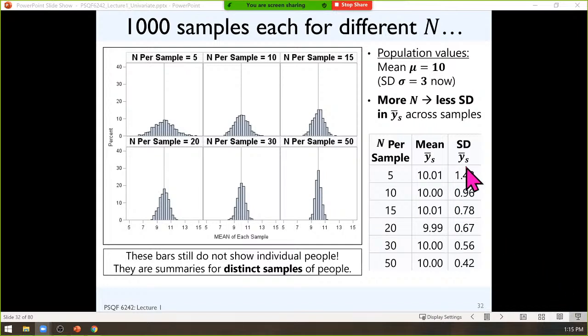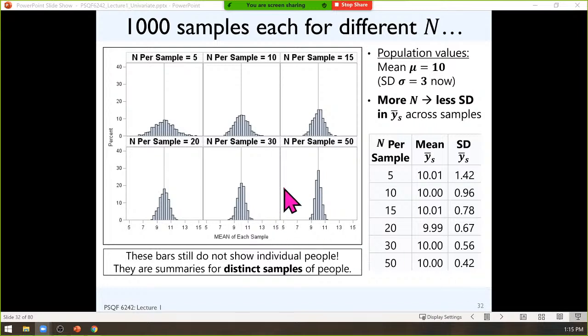And the measure of offness, so in this table here, we have the mean of the means in the first column. So all of the sample means are closing in on 10 like they're supposed to be. The question is, how good is any one sample's mean going to be as an approximation? If I only have 5 people, I'm off by 1.4 for any one sample relative to the population mean on average. But if I have 50 people, I'm only off by 0.4.